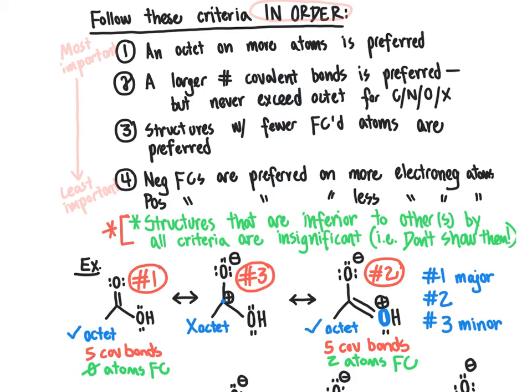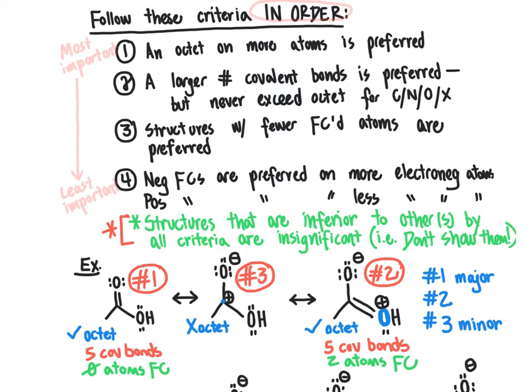So looking at structure number 3, it is inferior based on not having an octet. It is inferior based on not having as many covalent bonds as the other two. It is equal to the structure on the right in terms of having positive and negative formal charges present, in terms of the number of those formal charges that are there. In terms of criteria number 4, the structure in the middle is actually superior to the structure on the far right because the negative formal charge is on the more electronegative atom in the middle there, and the positive formal charge is present on the less electronegative atom. So that does, based on criteria 4, make the resonance form in the middle superior to the one on the right. And so we can go ahead and list it because it's not inferior in every single regard.